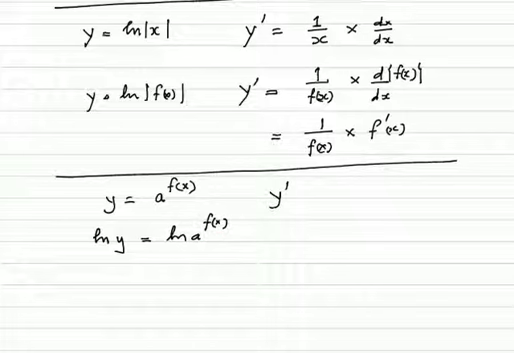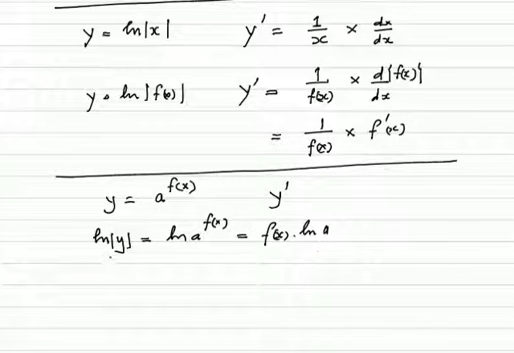Then notice that I've just said ln of y there without using brackets, but I could use brackets, absolute values in brackets. Then apply the rules of logarithms. Then this would end up as f of x multiplied by ln of a.